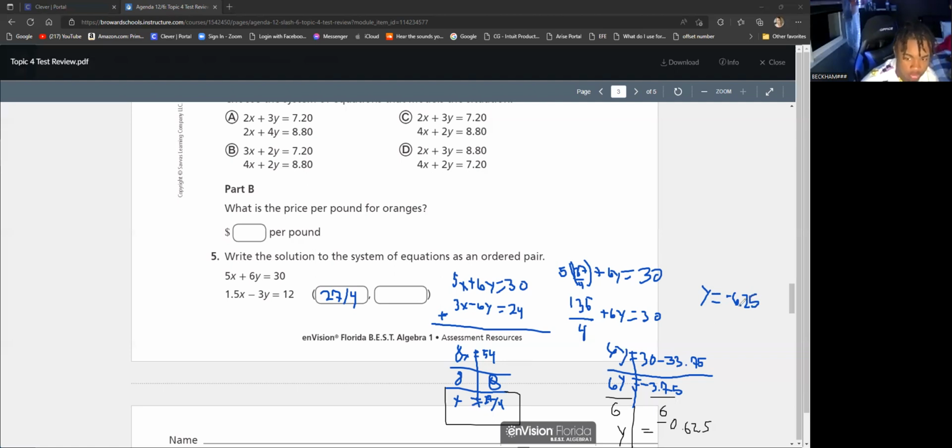No. The decimal goes here. 0.625. Oh yeah. So really, 0.625, I believe, is negative 5 over 8. There's your two answers. Okay. There's your x. There's your y.